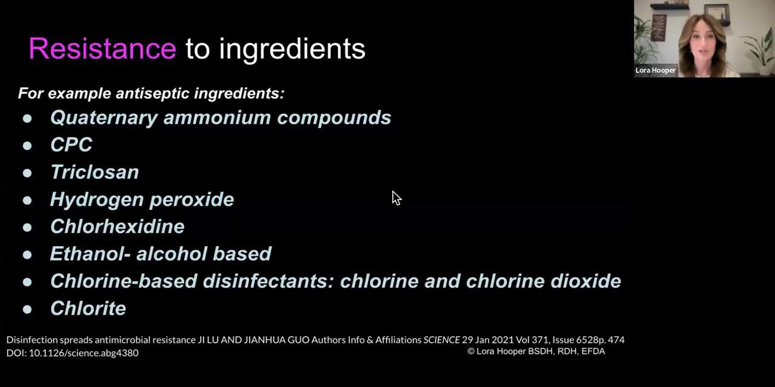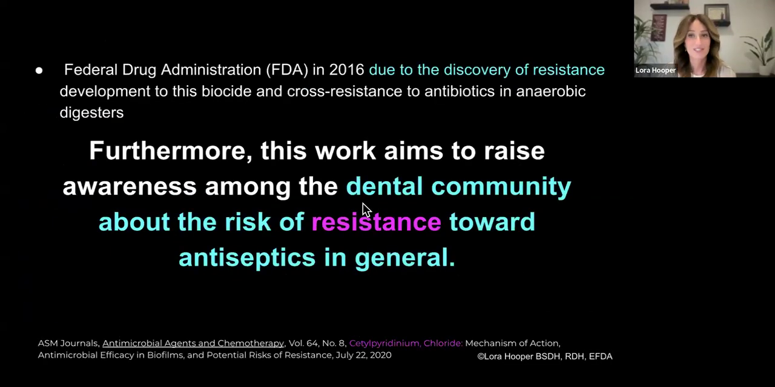In fact, they have shown us the most resistant ingredients. And so here's just a top list of those. Yes, you can take a look at that. They're in many of our over the counter and many of our dental products that we carry. So again, it's specific to the type of pathogen and it's specific to these red complex. In fact, in 2016, our FDA actually came out with an initiative to raise awareness amongst us, the dental community, about the risk of resistance towards antiseptics in general.